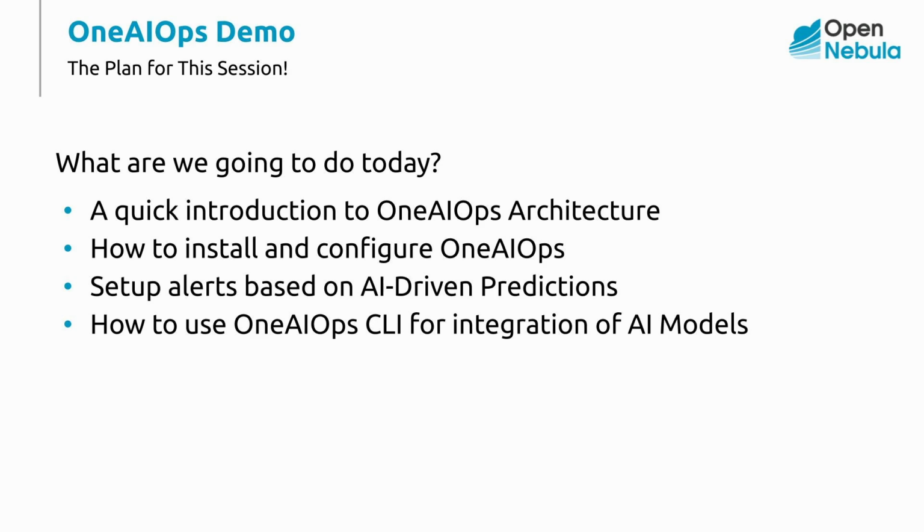Installation of the OneAIOps package and configuration of the AI-driven service for resource usage prediction. We will show how the Insight server can be integrated with the monitoring and alerting system to generate alerts for the resource usage predictions. We will show how to use the OneAIOps command line for training and evaluating the AI machine learning models to be integrated in OneAIOps. Then you will see how to access the AI-driven predictions using the OneAIOps Python software development kit.